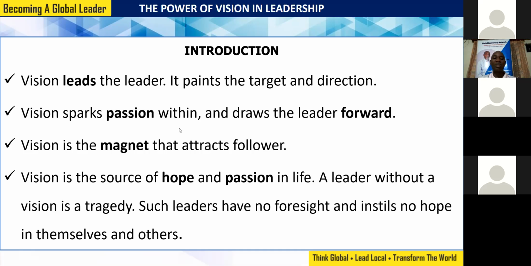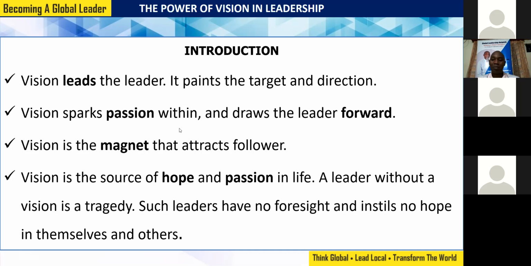A leader without a vision is a tragedy. Such leaders have no foresight and they instill no hope in themselves and others. The greatest challenge that we are facing today is the aspect of visionary leadership, not just at the political or organizational level, but even at community level, at the family level, and even at personal level.